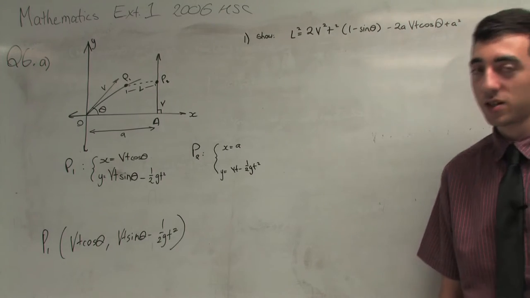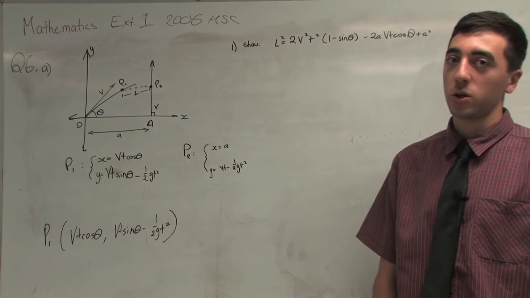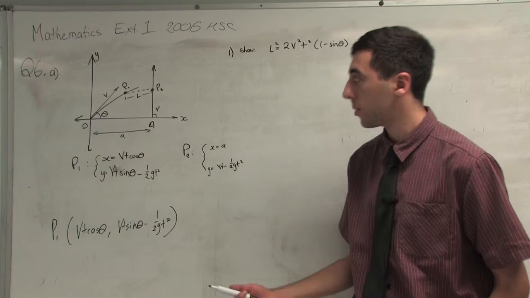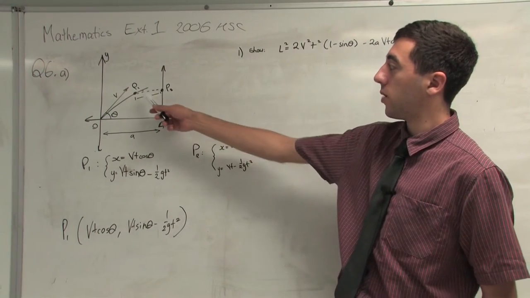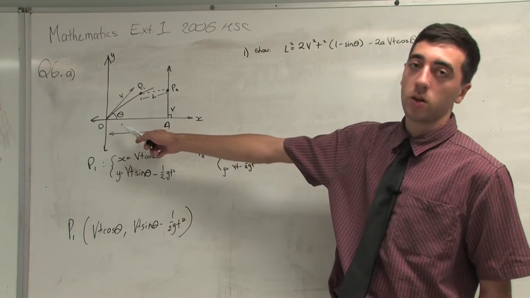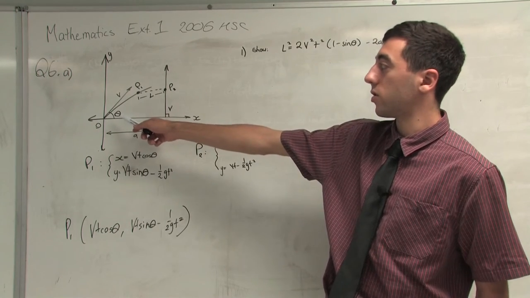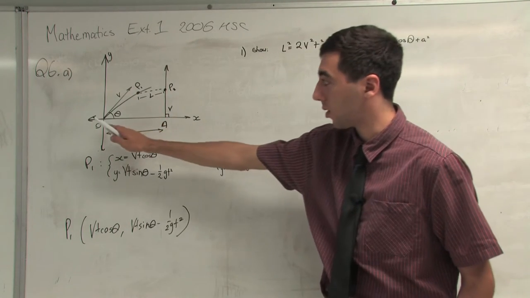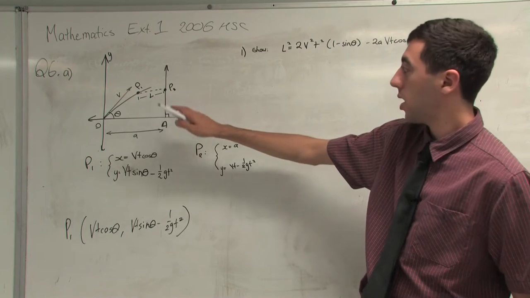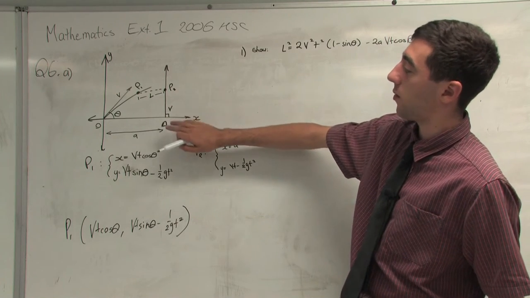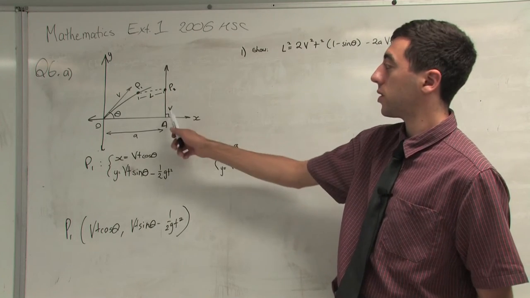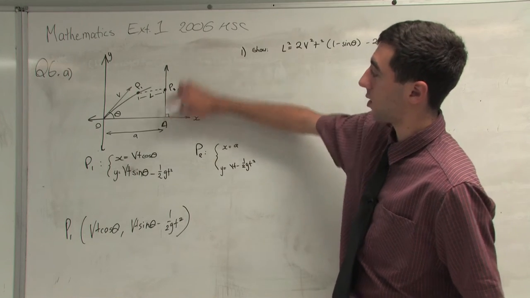Moving on to question 6a, and this is a projectiles question, so I'm going to give you a little rundown of what's happening. So I've got two particles, P1 and P2. Now P1 is fired at an angle of theta to the horizontal at a velocity v, and it goes in a parabolic path. Particle 2, however, is fired vertically upwards at the same velocity of v meters per second, and it goes like that.